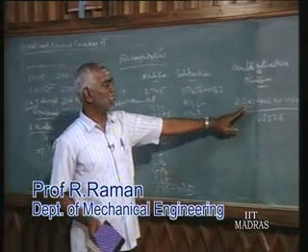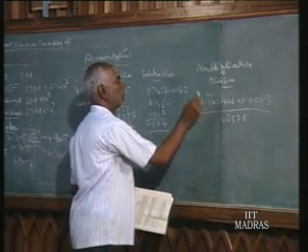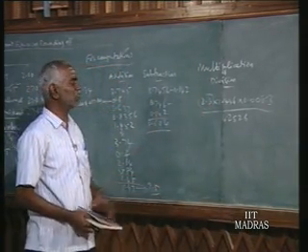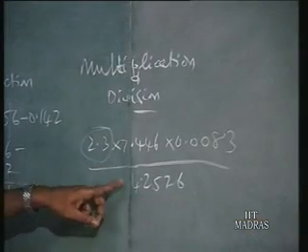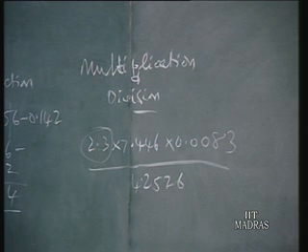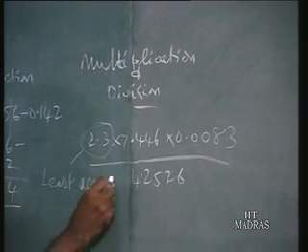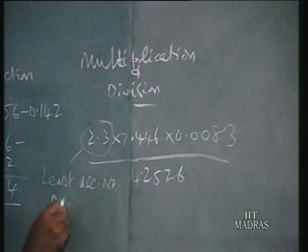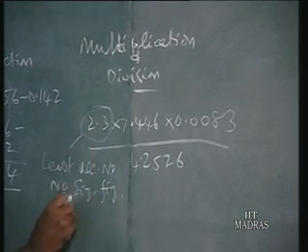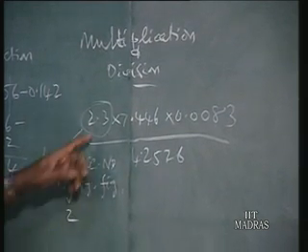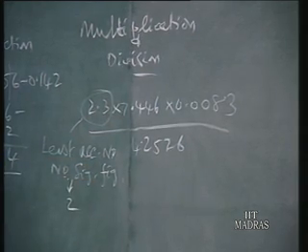Find out the least accurate number in this multiplication and division. Find out the number of decimal places, and find out the number of significant figures in the least accurate number. Now 2.3 has the least number of decimal places, so it happens to be the least accurate number. Next is the number of significant figures. Here it is 2 significant figures. So round off all the other numbers to one more significant figure and write the computation again.